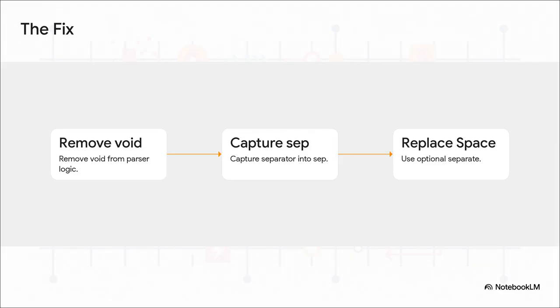Let's break down this elegant fix into 3 simple, highly logical steps that successfully patched the bug and completely restored our chapter header formatting. Step 1, remove void from the parser logic so it stops shredding our text. Step 2, capture that surviving separator into our variable called sep. And finally, step 3, go over to the output generator and replace that lazy hard-coded single space with our dynamically captured optional separator. Honestly, it's a beautiful, really clean fix.